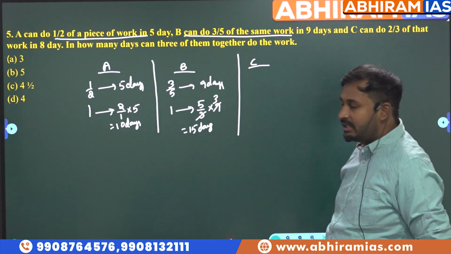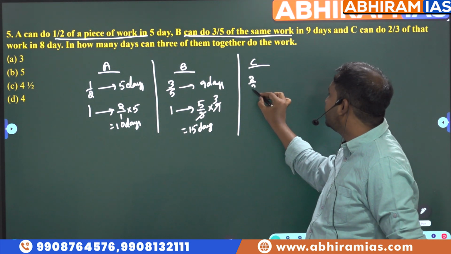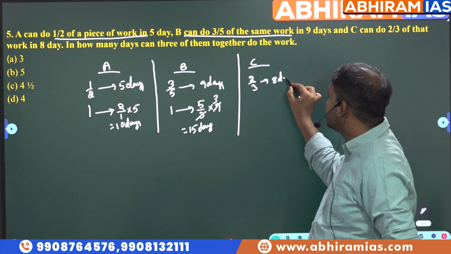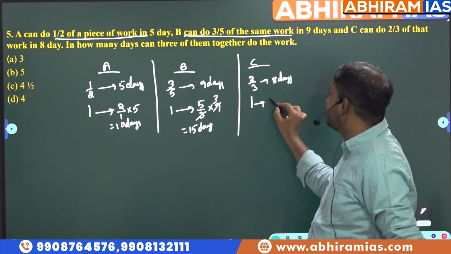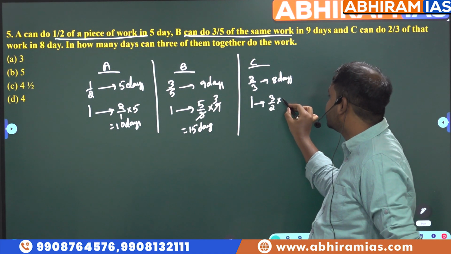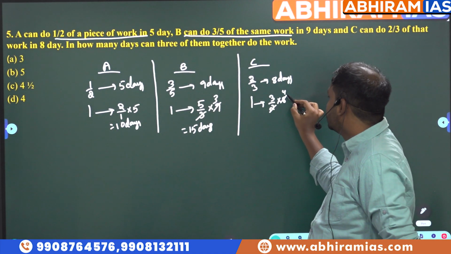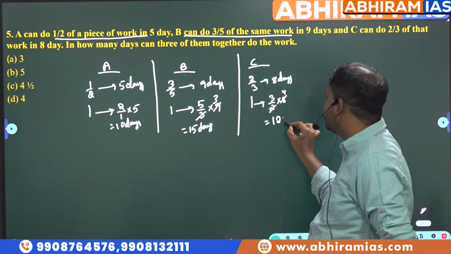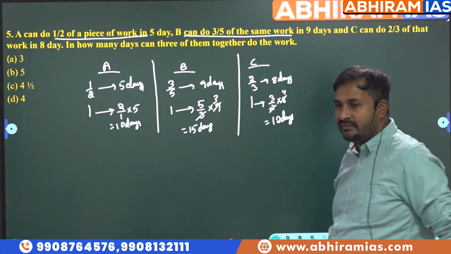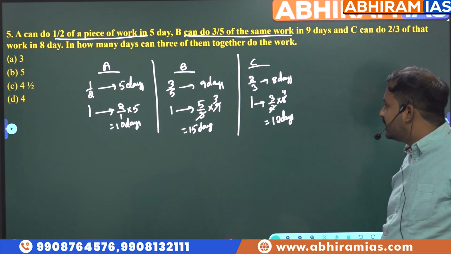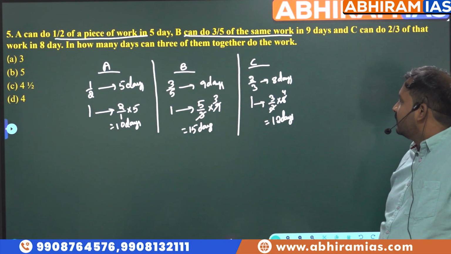2/3 of the work in how many days? 8 days. 2/3 in 8 days. Then one complete work can be done in 3/2 into 8. So in how many days can it be done? 12 days. So A can do the work in 10 days, B can do the work in 15 days, and C can do it in 12 days.